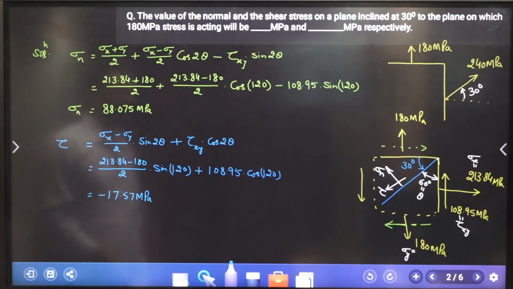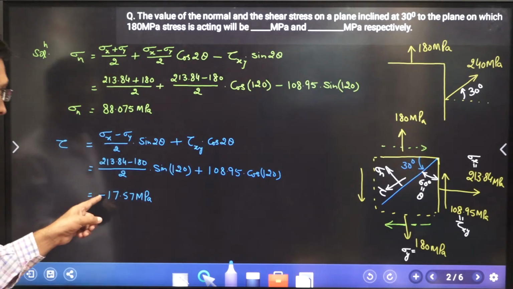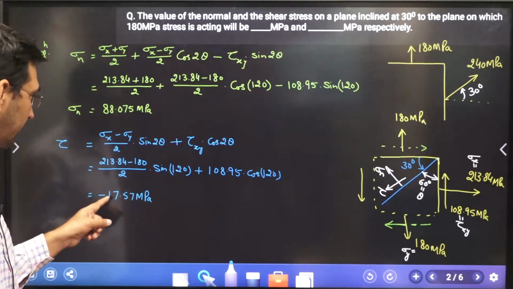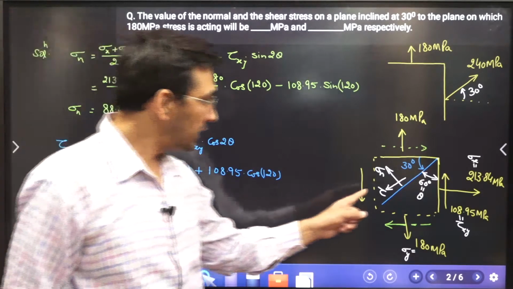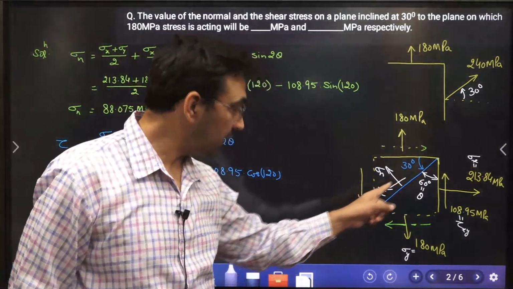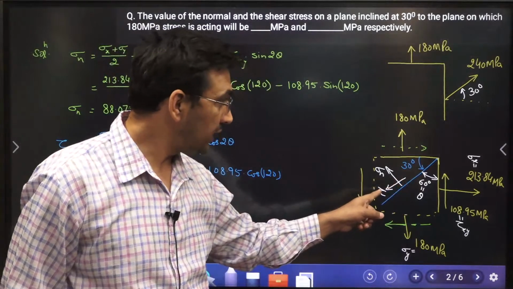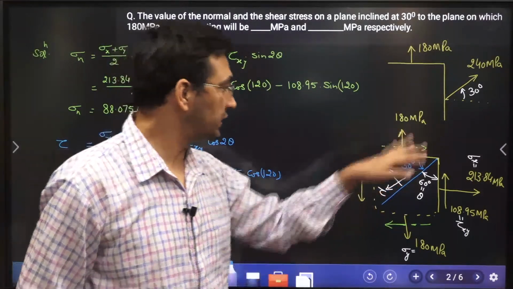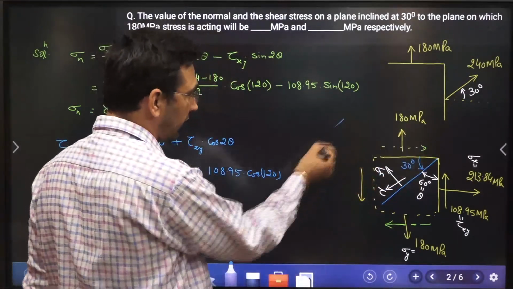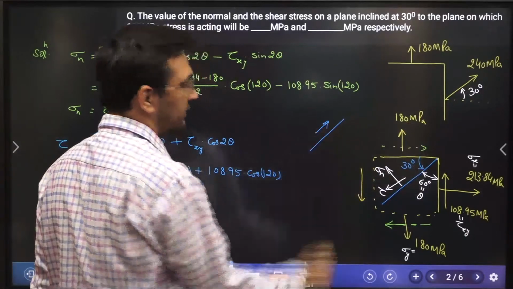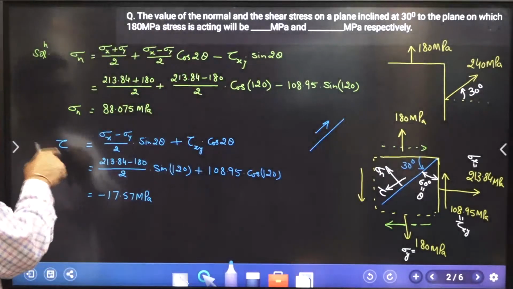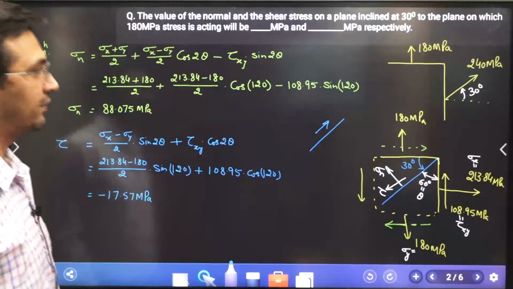Right? What does it mean? If I'm getting the value of tau as a negative value, it means the assumed direction of the shear stress over here is not right. I need to change its direction. So it means in this plane, the direction of the shear stress acting would be in this direction and not in the direction that is shown to you. That is the meaning of the negative sign, right?